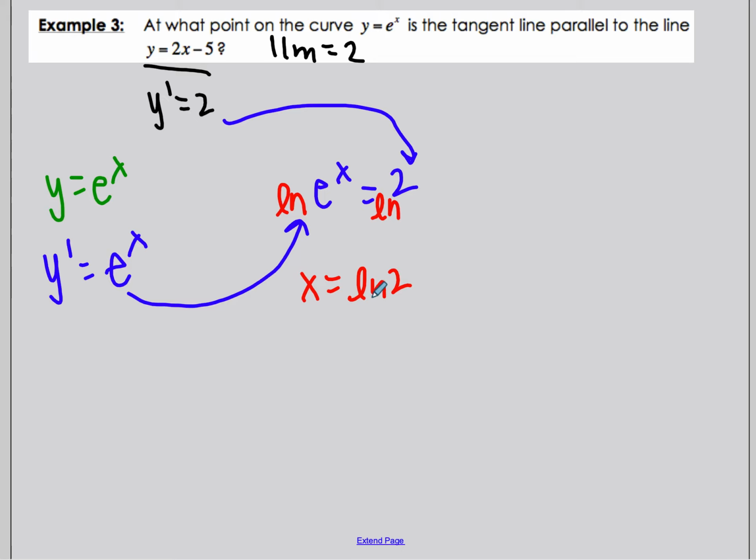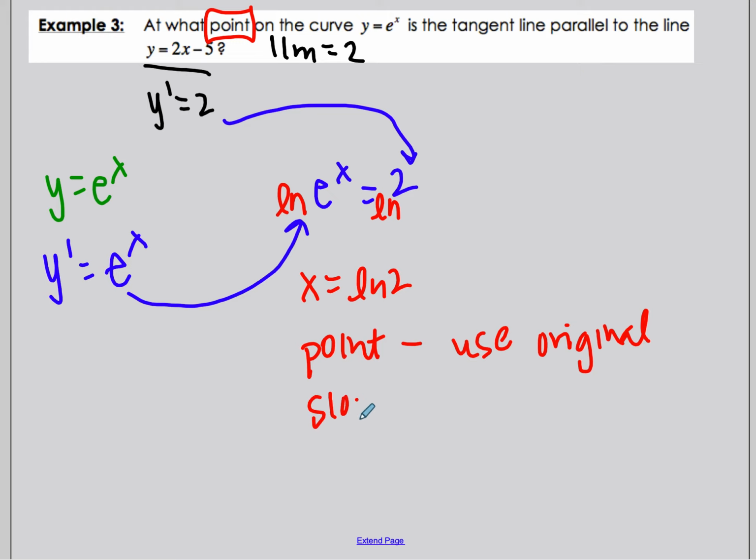In our last problem, we only had to find x values, but let's be careful and make sure we've answered our question. It says, at what point. So if you're asked to find a point, you need to find the x and the y value. The way you find the x and the y value is by taking your x value and plugging it into your original. Anytime you're asked to find a point, use your original. If you're asked something about the slope, you're going to use your derivative.